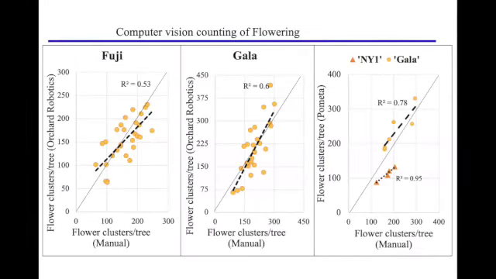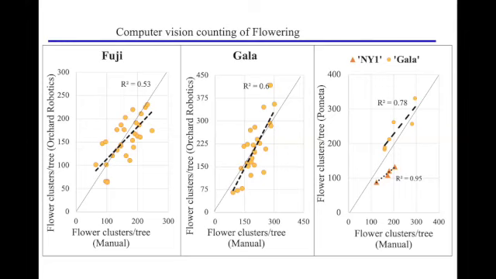So let me just show a little bit of data that we did this year or the last few years of counting flower clusters and how the computer vision counts correlate with manual cluster counts. And so we have 3 varieties. The diagonal small black line is the 1-to-1 ratio.